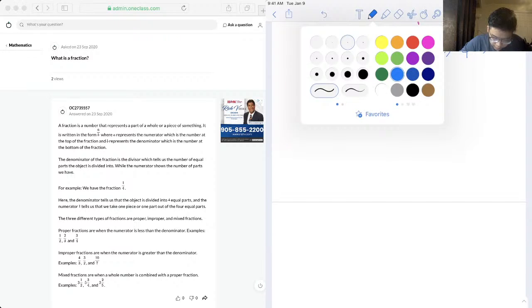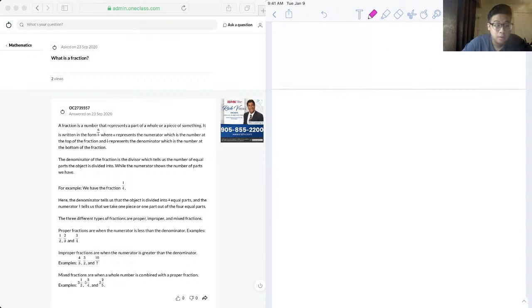Right. And coming up, we have the 3 different types of fractions. 3 types of fractions, which are proper, improper, and mixed.